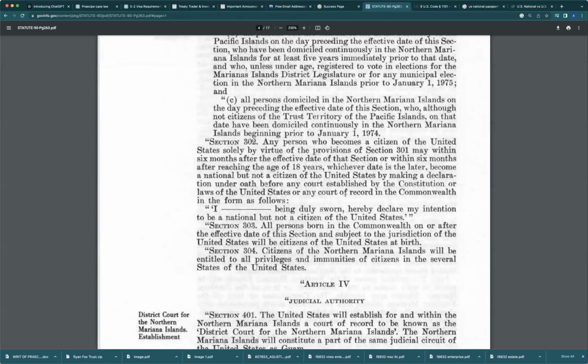I, and then your full name. But what I would suggest, let's say your name is John Doe Smith. Your only given name by your parents would be John.